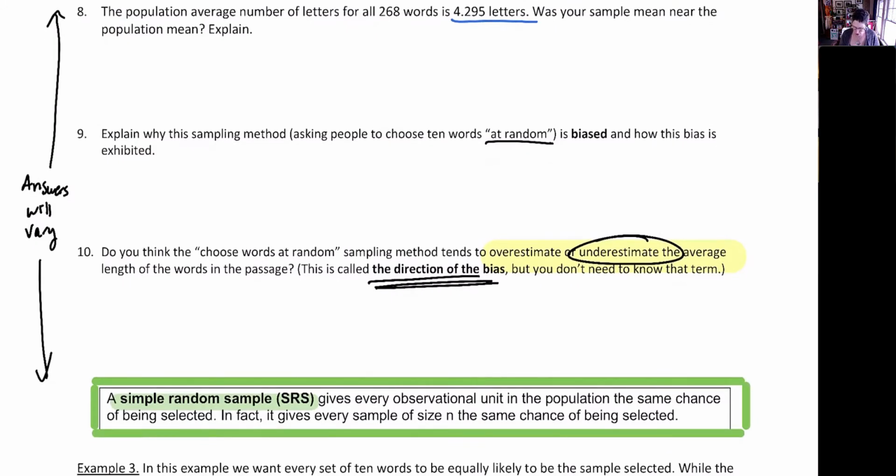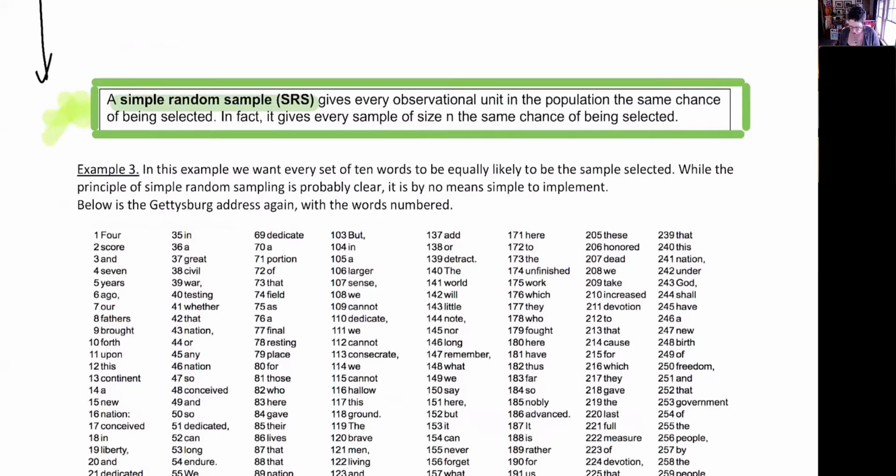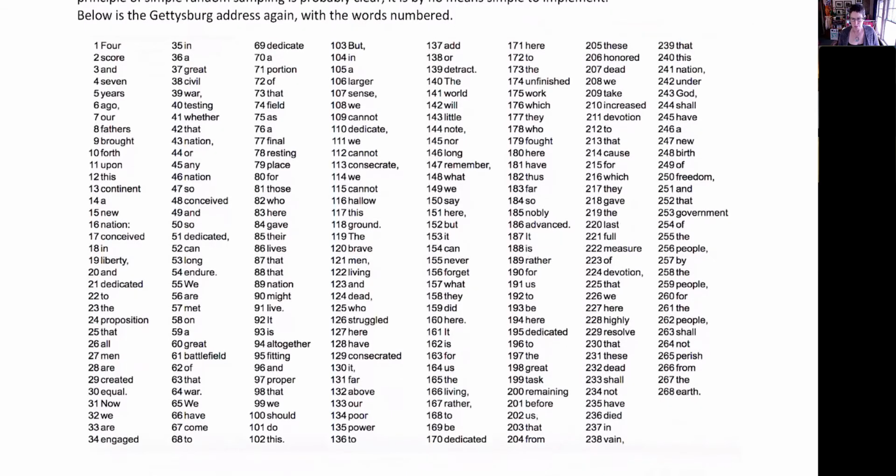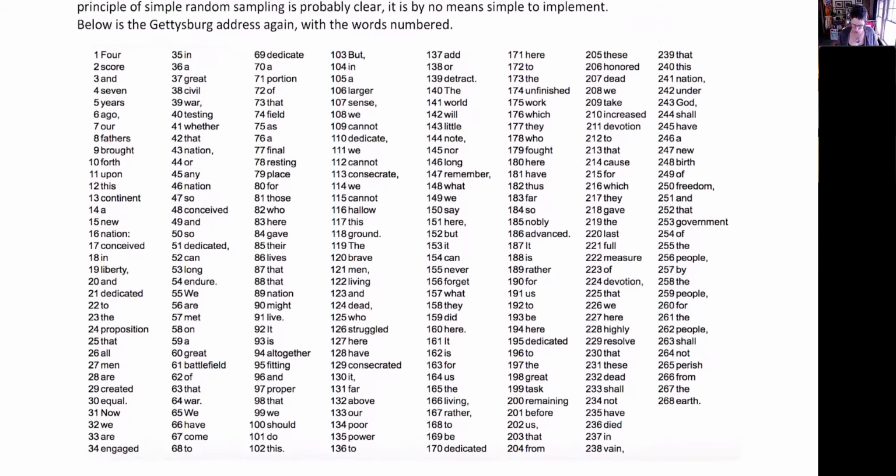Okay, so what we're going to do is this again, but we're going to use what's called a simple random sample. And a simple random sample, you need to know this terminology, gives every observational unit in the population the same chance of being selected. So flipping a coin, rolling a dice, those kinds of things are simple random samples. So we're going to do this again, except we're going to have the computer choose the sample for us. And see, what I've done here is every single word of the Gettysburg Address is assigned a number.